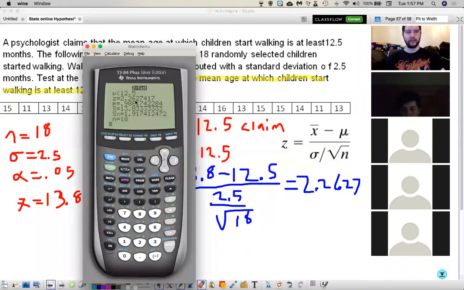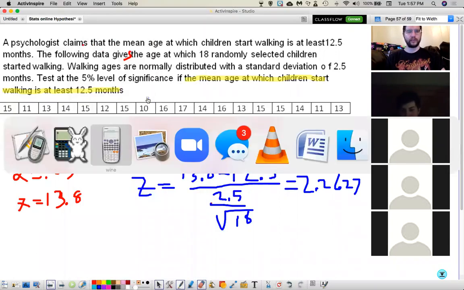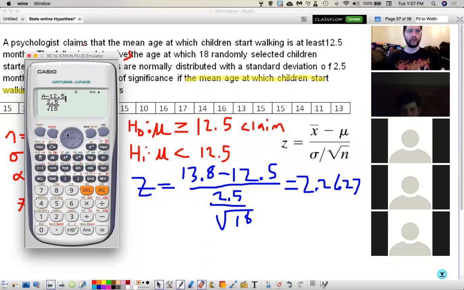I got 2.206. Did you use 13.8 or did you use that whole decimal? Yeah, I used 13.8. I didn't do the whole decimal. Why did you do the whole decimal? I did 13.8. Yeah. Because it would be a compounded rounding error. I just don't like rounding. So why did you round?